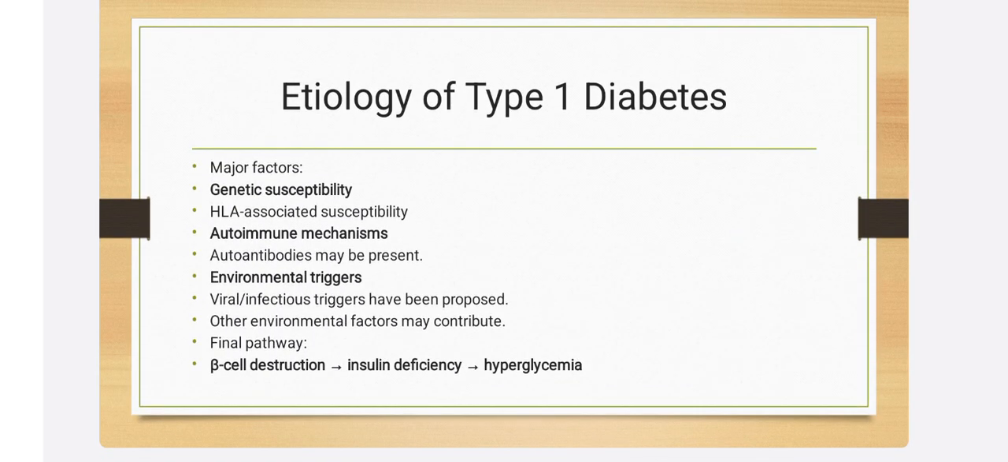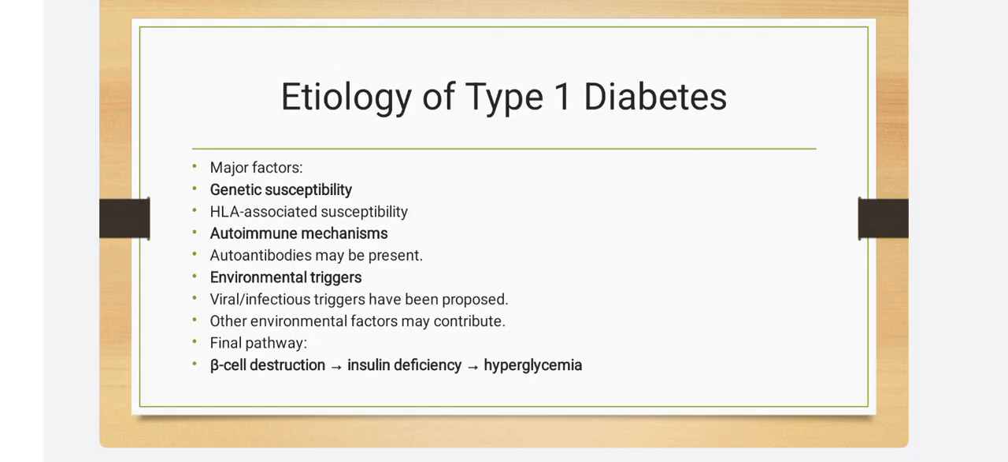Next, etiology of type 1 diabetes. Type 1 diabetes is thought to result from an interaction between genetic susceptibility and environmental factors. Genetic factors are important because certain individuals have increased susceptibility to autoimmune destruction of beta cells. The immune system mistakenly recognizes pancreatic beta cells as abnormal and begins attacking them. This autoimmune process may be associated with pancreatic islet autoantibodies.